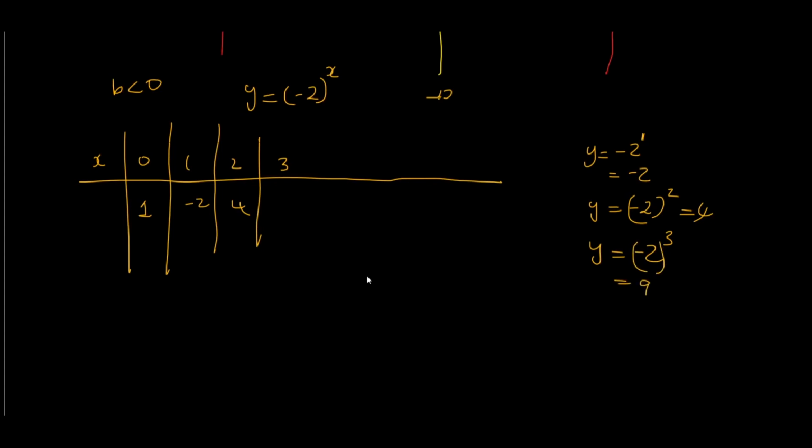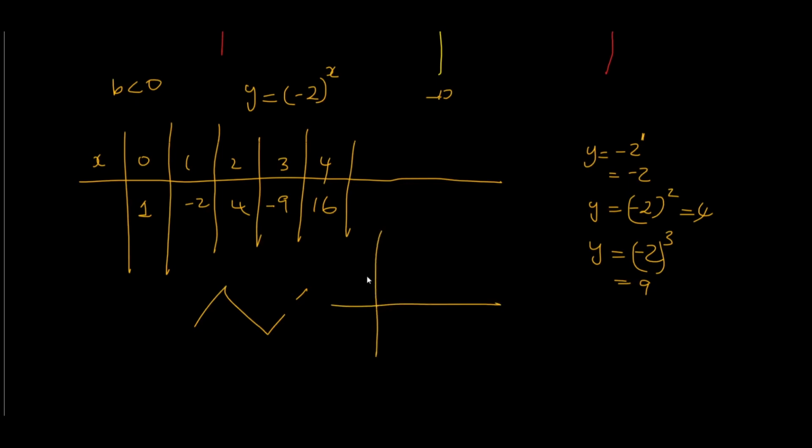So that will be 9, negative 9. And then when it's 4, it's going to be positive. And then when it's odd, it's negative. Look at what's going on. If we were to draw this, we will get something positive, negative, positive, negative.